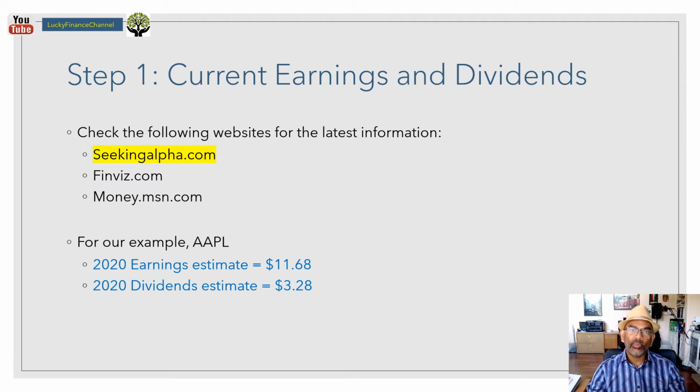Now, for our example of Apple, if you look at Seeking Alpha, you'll get a 2020 earnings estimate of about $11.68. And you also have a 2020 dividend estimate of $3.28 a share. So $11.68 in earnings per share and $3.28 in dividends per share. Great. Now that you have that, let's move on.